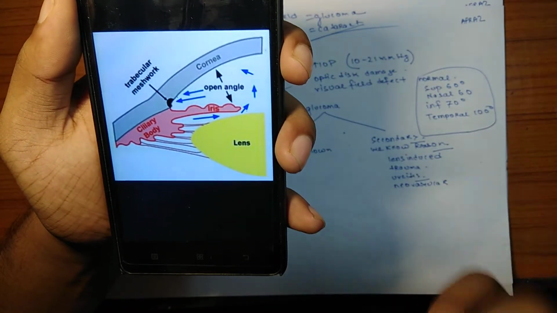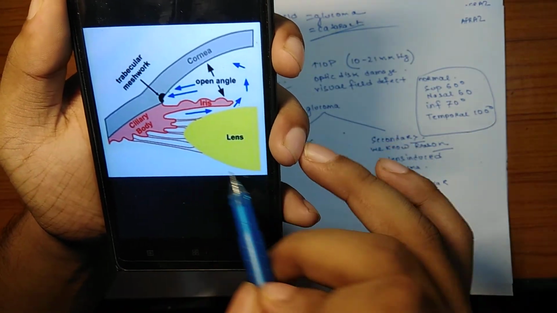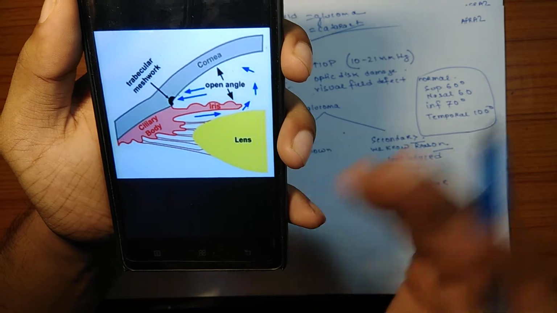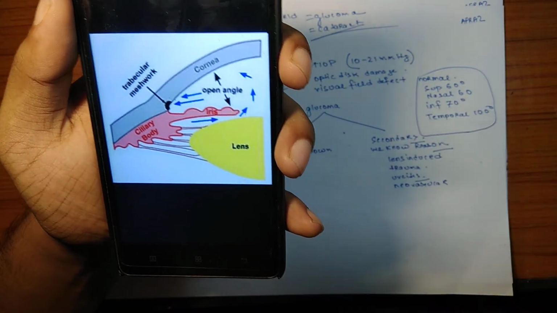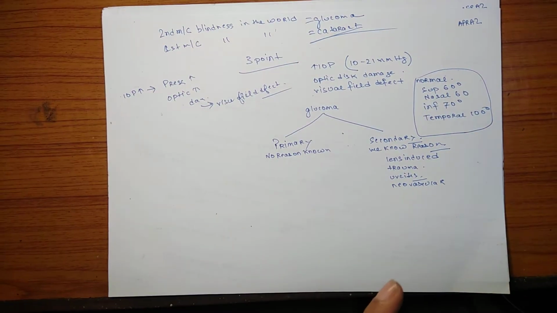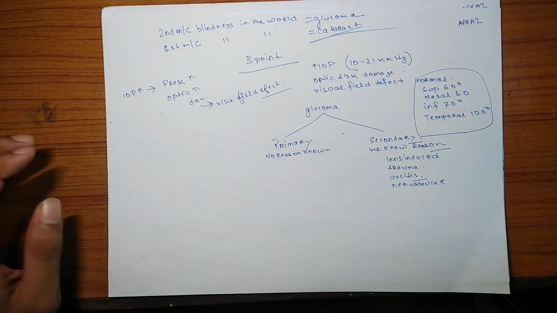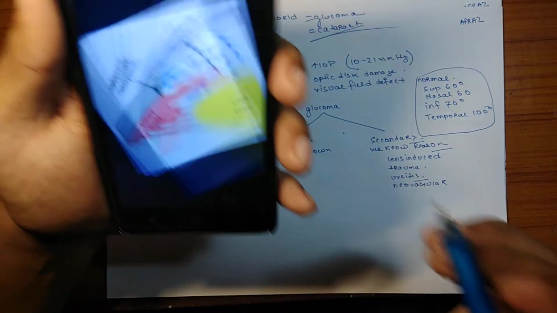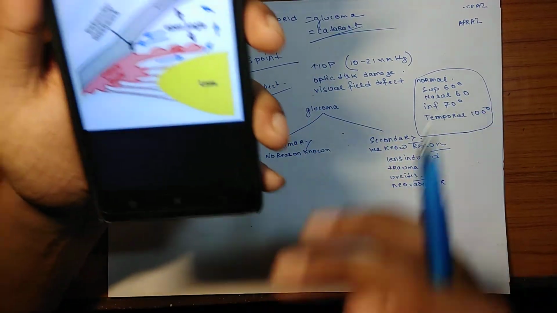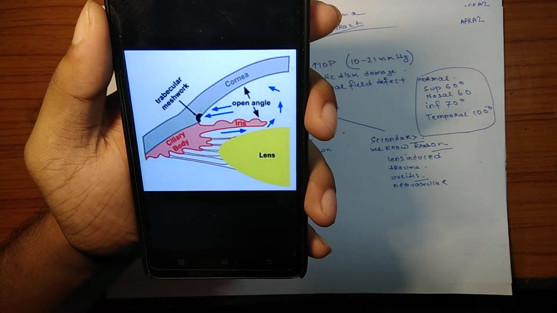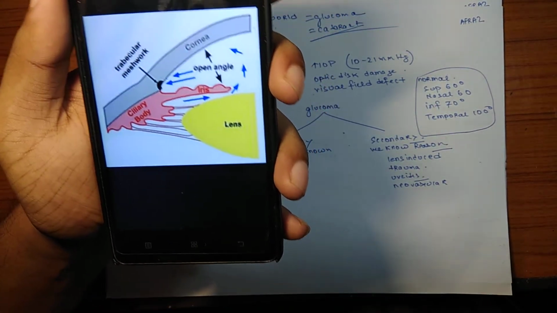Now what is the posterior segment? The structures behind the lens are known as the posterior segment. They are the vitreous humour, the retina, the choroid, and the optic disc. Now the aqueous humour drainage is very, very important that we should understand.